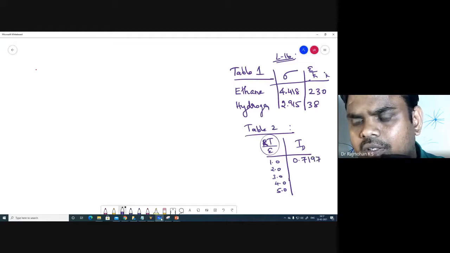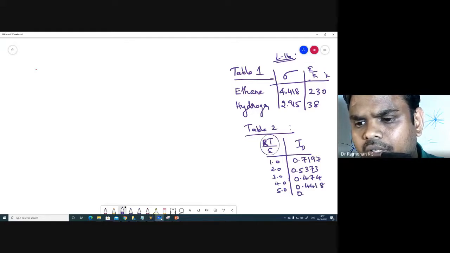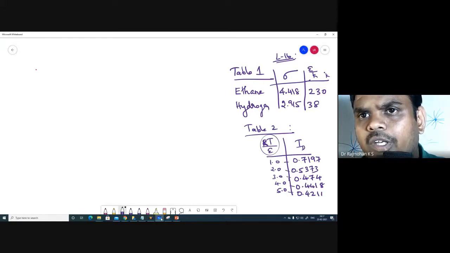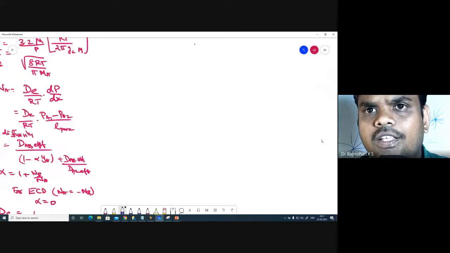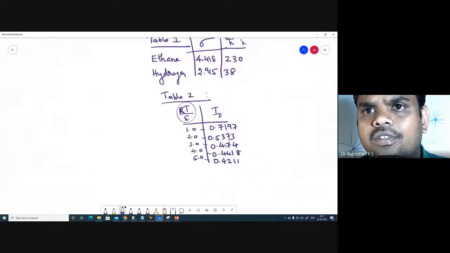0.7197, 0.5373, 0.474, 0.4418, 0.4211. Okay, so we have to make use of tables 1 and 2. Okay, so what are the other data given, we can write down.